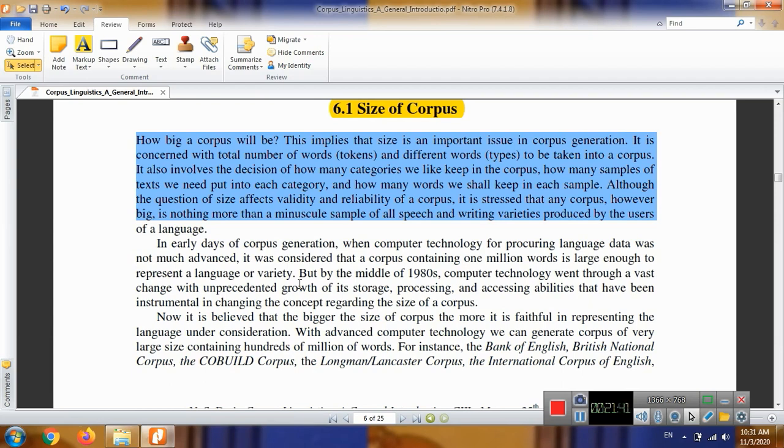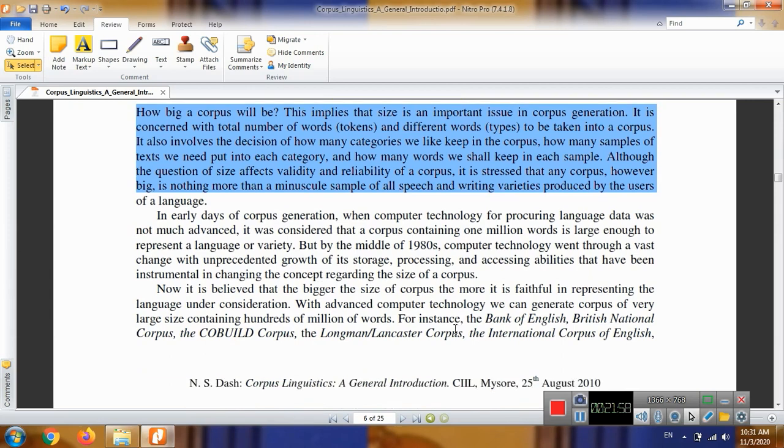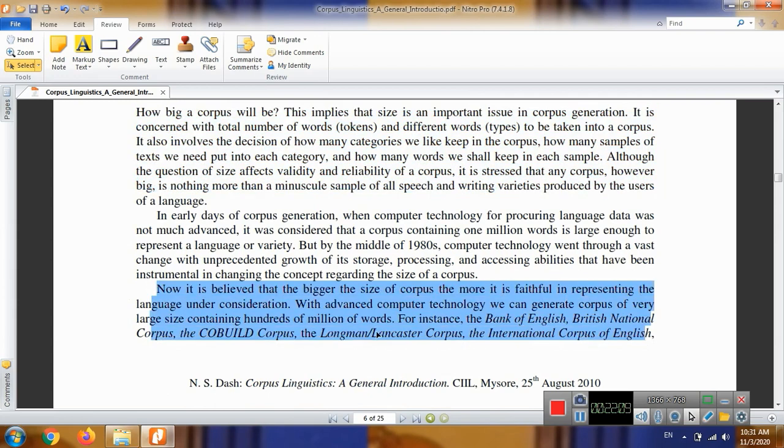But by the middle of the 1980s, computer technology went through a vast change with unprecedented growth of its storage, processing, and accessing ability that have been instrumental in changing the concept regarding the size of corpus. Now, it is believed that the bigger the size of the corpus, the more it is faithful in representing language under consideration. How?